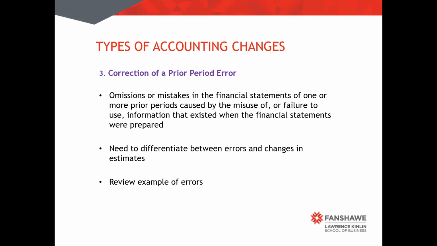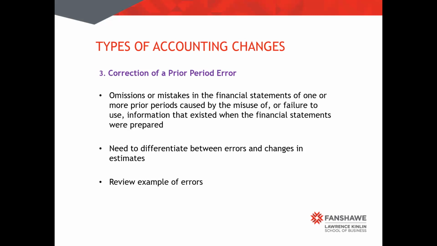The third and final category of accounting changes has to do with correction of prior period errors. Sometimes you make a mistake or provide inappropriate information, hopefully not on purpose, but if it was on purpose, maybe it's by somebody that's left the organization and somebody came in and found the error. So maybe there's a mistake in your financial statements, and that could be in one or many periods.